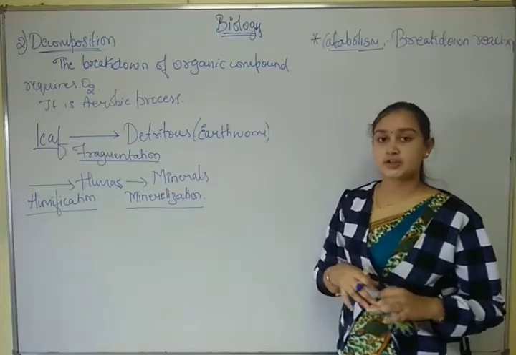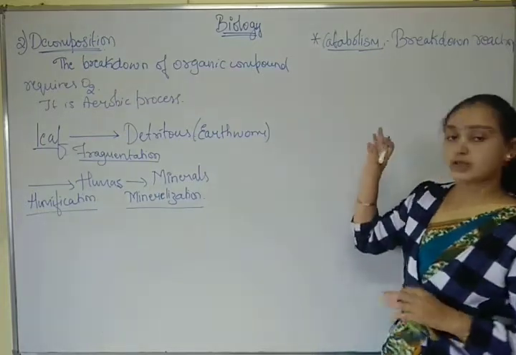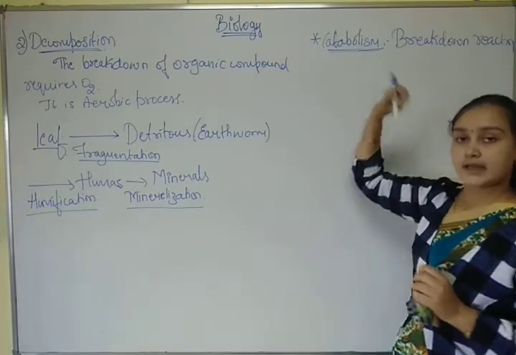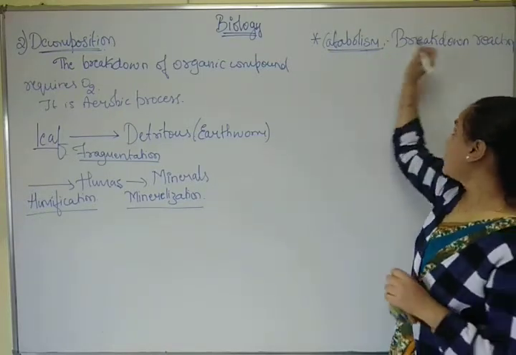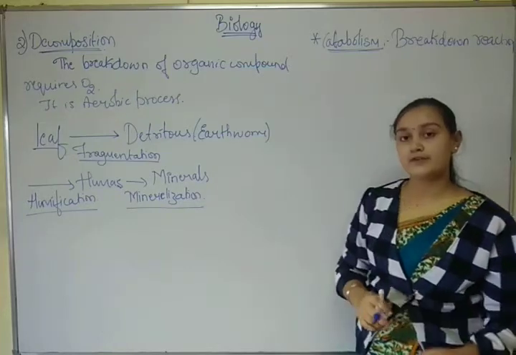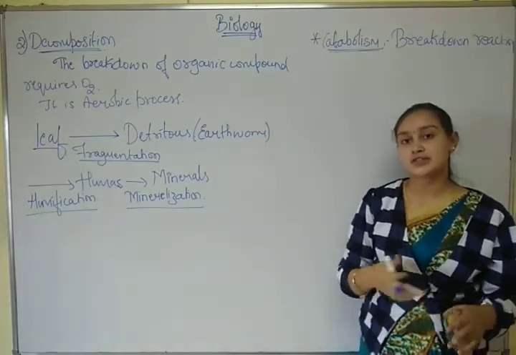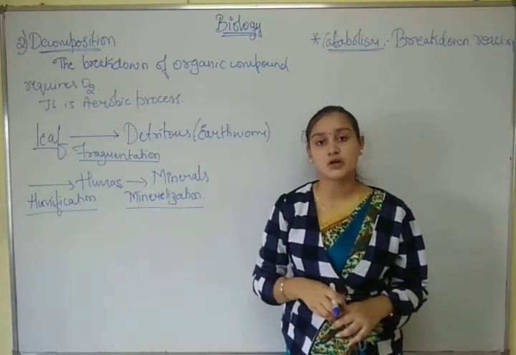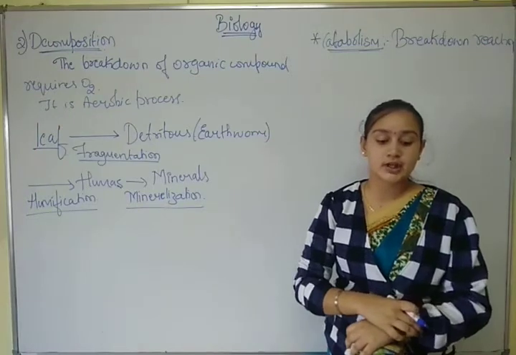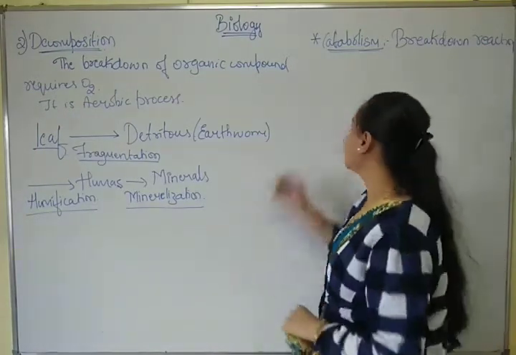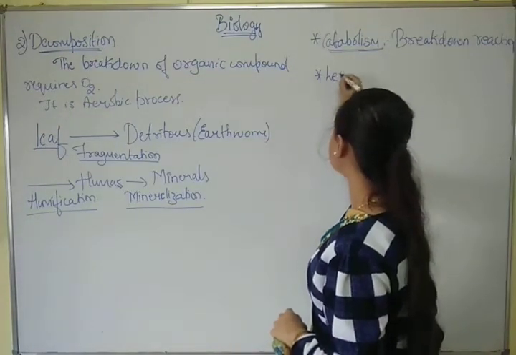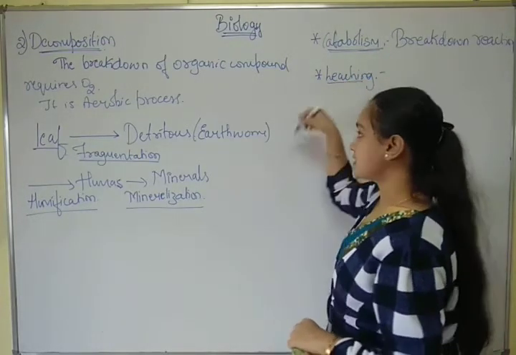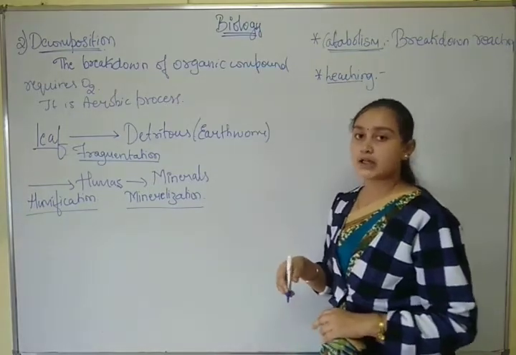For decomposition to happen, two major processes need to happen. First, one is catabolism. So catabolism means breakdown reaction. Any reaction which gets broken down with the use of enzymes is called a catabolic reaction. The second one is leaching. So these are the two things which take place during decomposition.